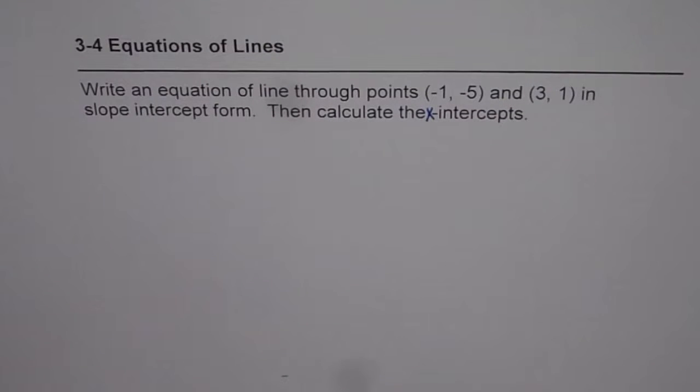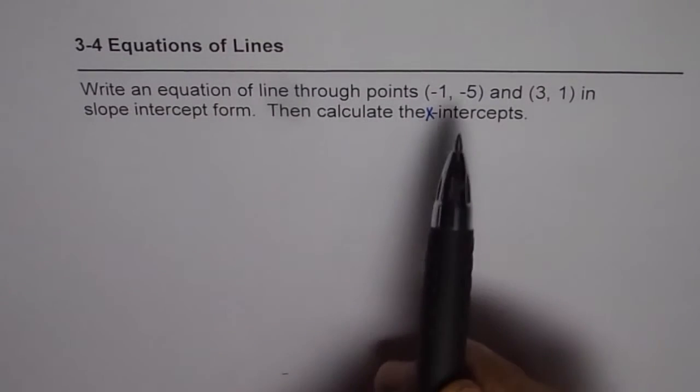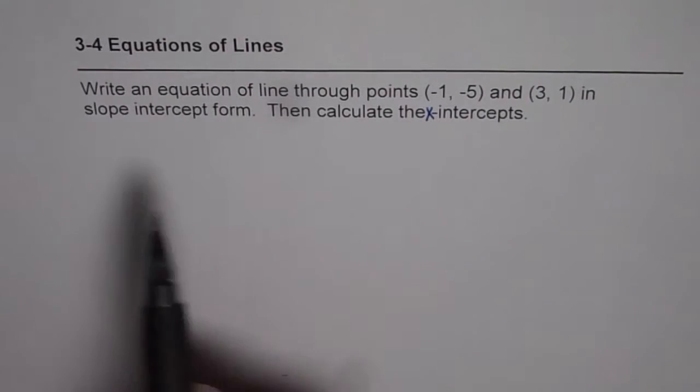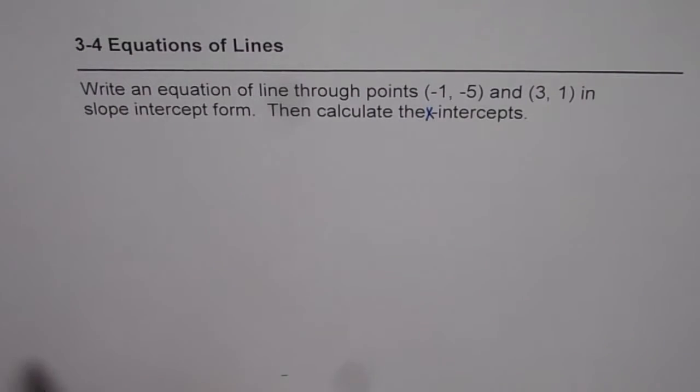I'm Anil Kumar, and in this video we will learn how to write the equation of a line in slope-intercept form given 2 points. The question is: write an equation of a line through points (-1, -5) and (3, 1) in slope-intercept form. Then calculate the x-intercept.